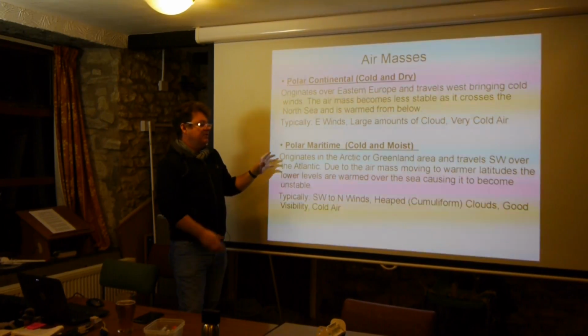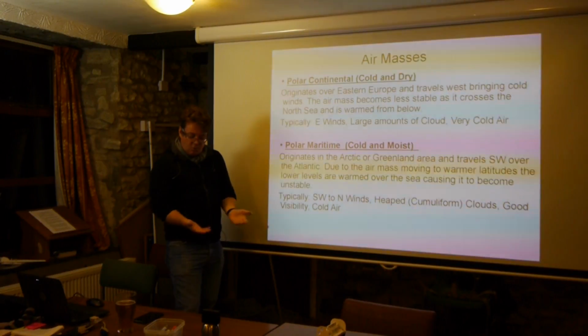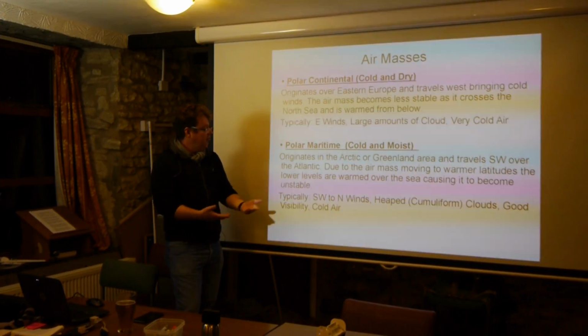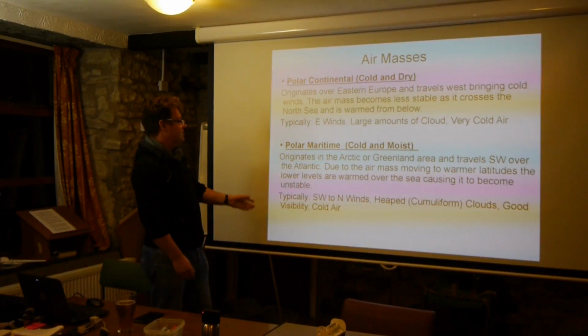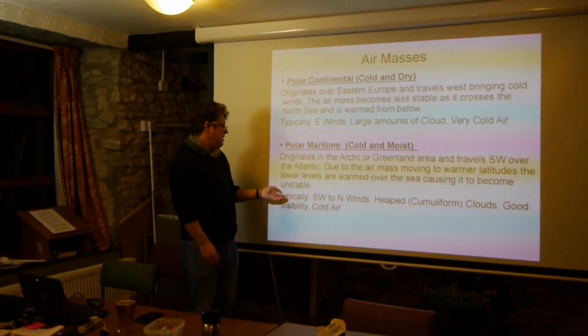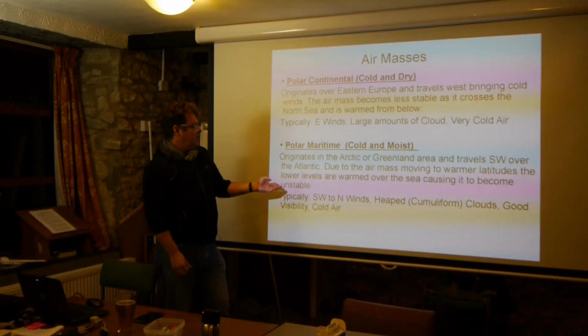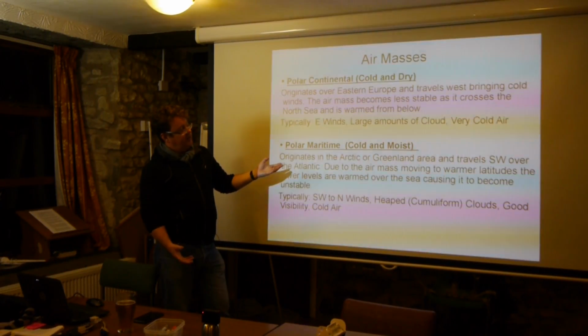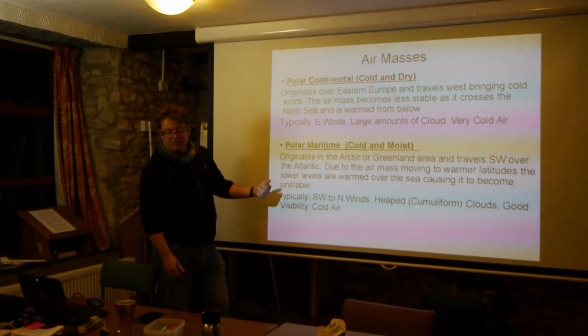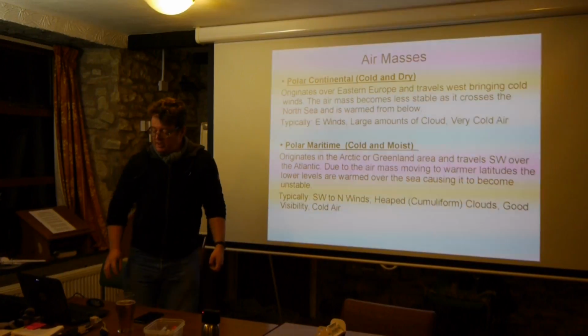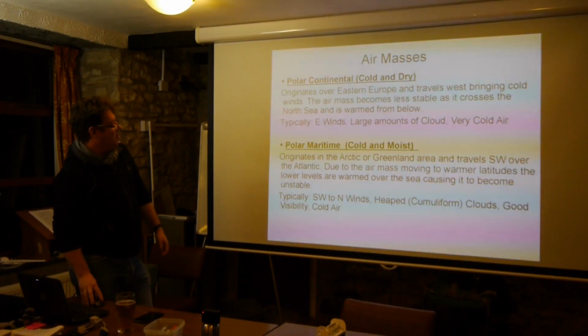As the air mass is moving to warmer latitudes, the lower levels are warmed up again because the underlying sea and land that it's coming into contact with are warmer than where it's been previously. So it tends to be unstable. And typically you've got southwesterly to northerly winds. You have cumulus clouds, good visibility, cold air. It's often quite good cross-country flying conditions when you have polar maritime air mass.